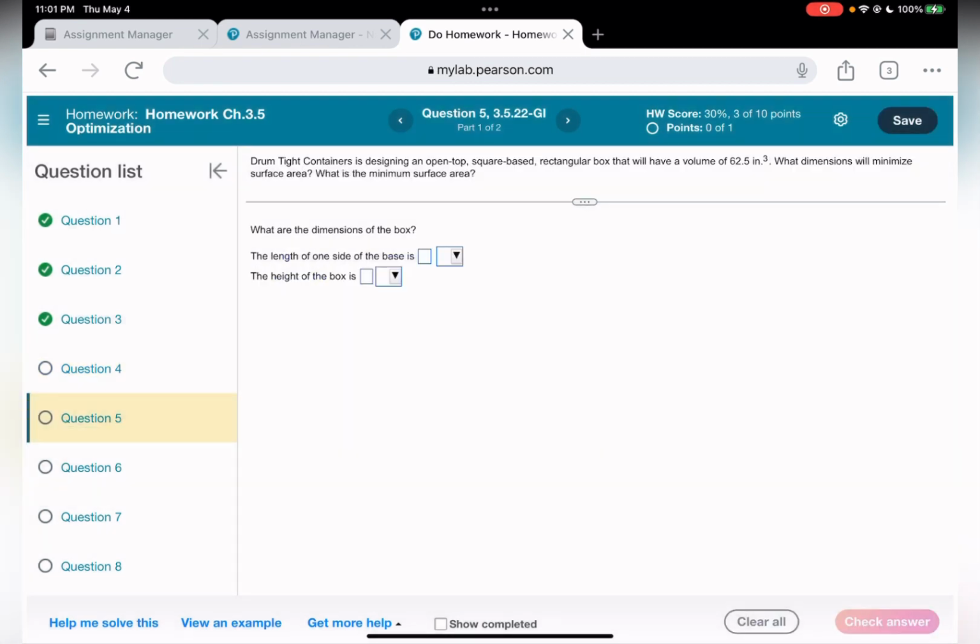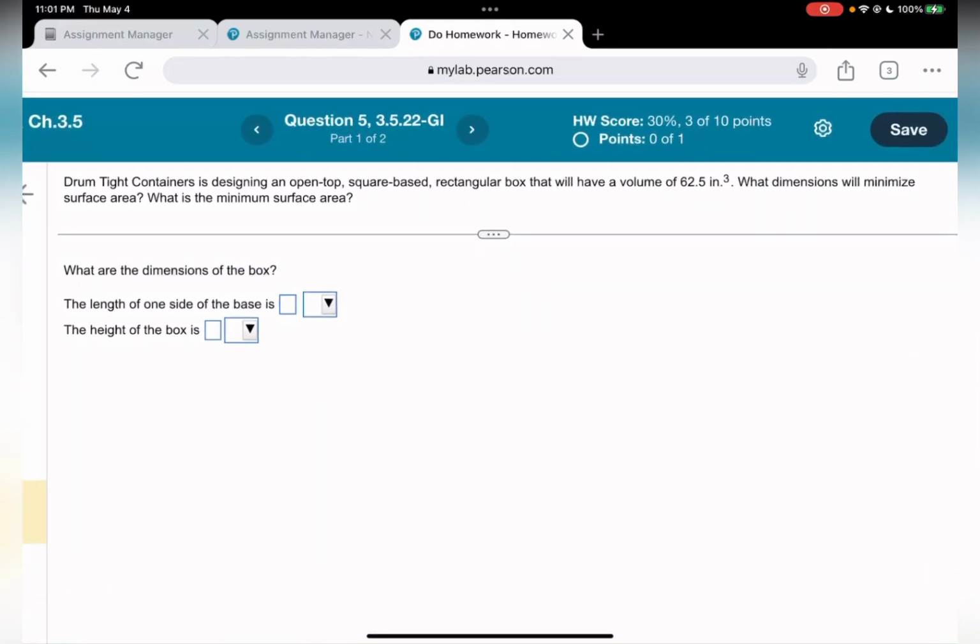So, question number 5. What do we have here? A drum-tight container is designing an open-top square-based rectangle box, pay attention, it's square-based, that will have a volume of 62.5 inch cubed. Volume we measure in cubic, right? Inch cubed. What dimension will minimize surface area? Now we need to know what dimension will minimize surface area and what is the minimum of surface area.